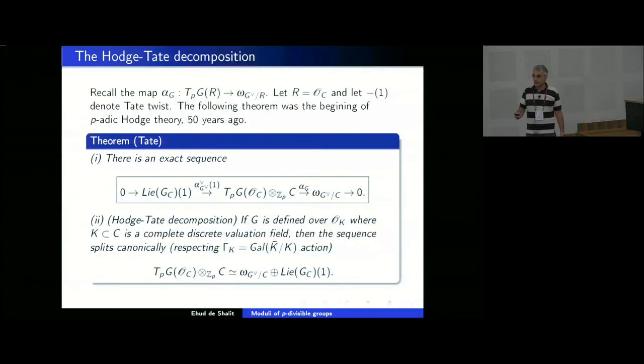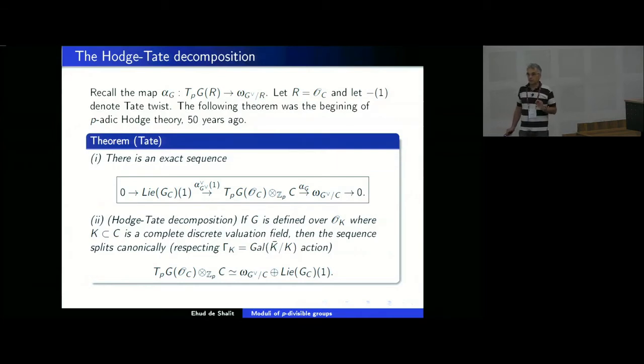So what is this map here? But before I turn the page, let me make one historical remark. Tate, in fact, did not prove part 1. Part 1, I think, was first proved by Faltings, even for p-divisible groups.